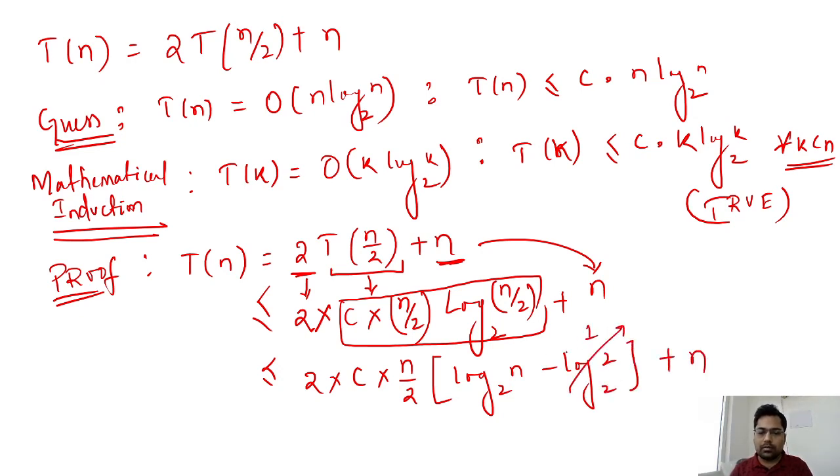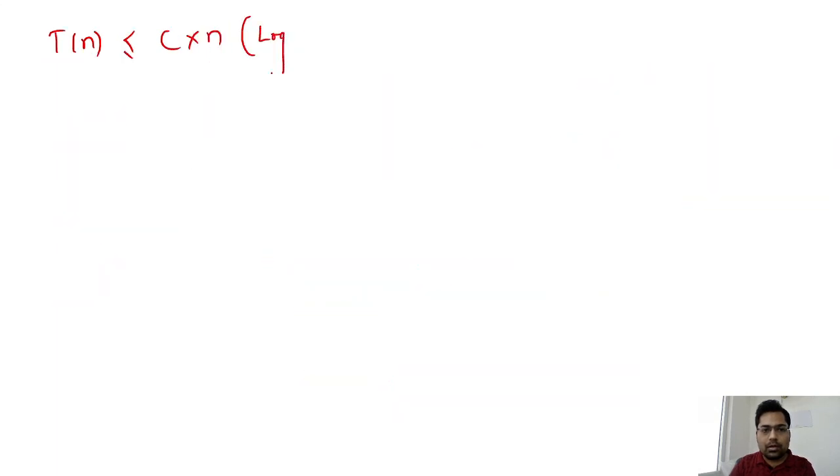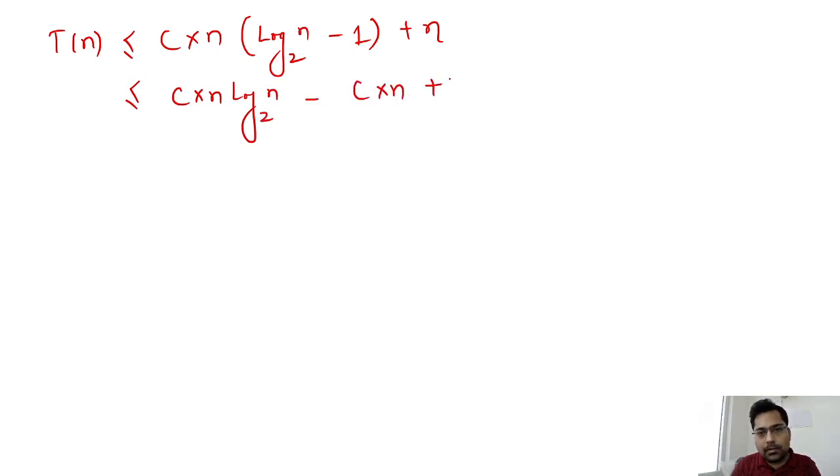Log 2 base 2 is 1, and this 2 and 2 got cancelled. You can see T of N is less than C into N log N base 2 minus 1 plus N. Okay, now C into N log N base 2 minus C into N plus N. Here I told you whether it is a proper guess or not. These are our proof.